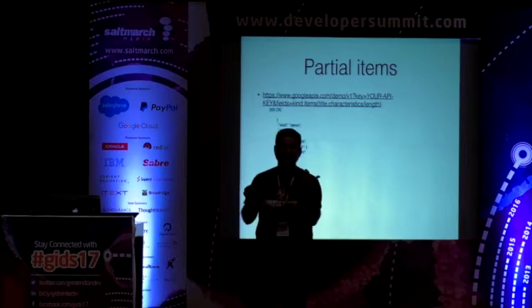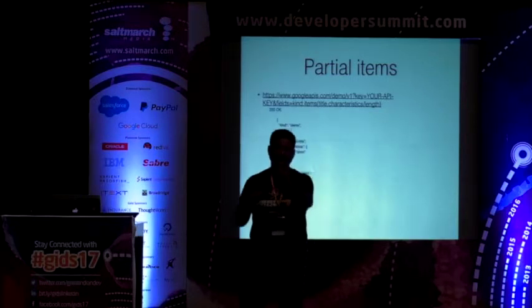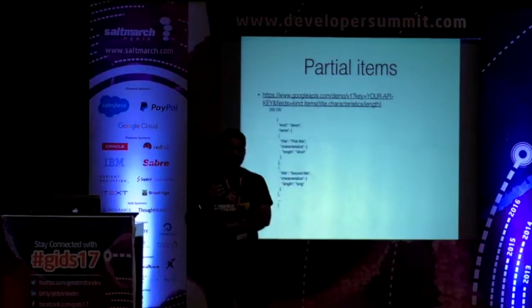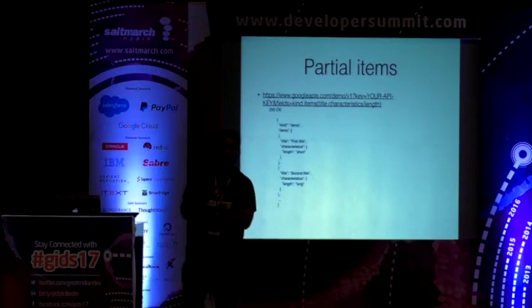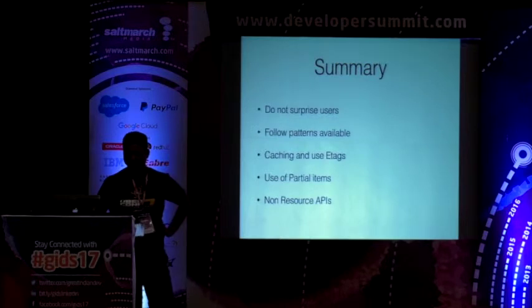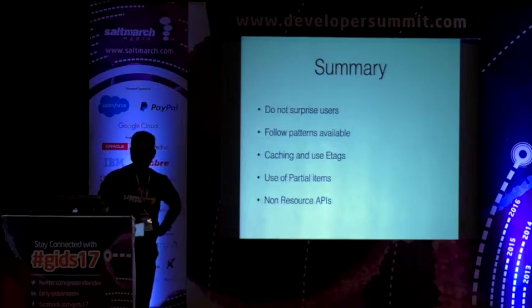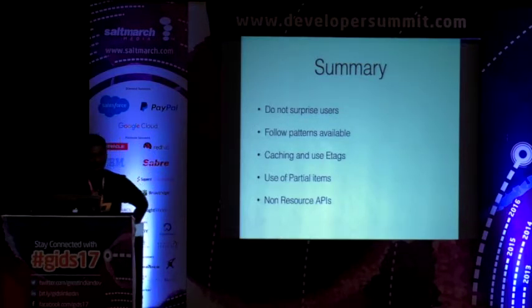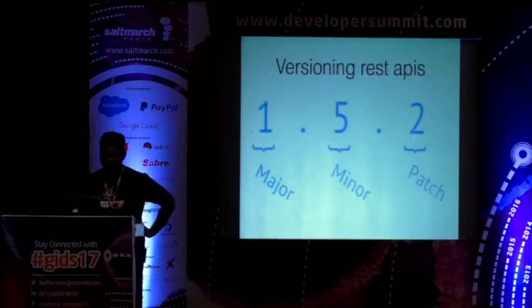So you can do it at the field level and also create Boolean values for different objects and return those values out. That way you can also get a real good performance boost for yourself. So basically what you're trying to do is not surprise your users, and follow some of the available patterns which are given to you.